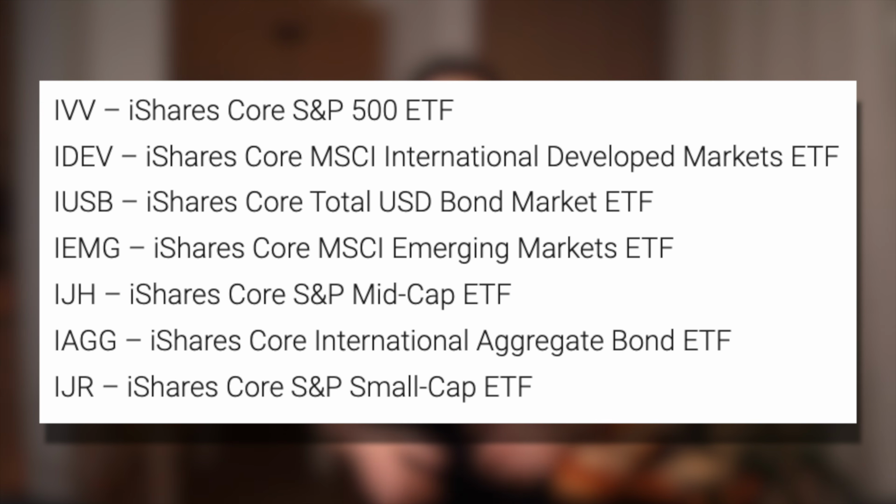IVV, the iShares Core S&P 500 ETF, IDEV, the iShares Core MSCI International Developed Markets ETF, IUSB, the iShares Core Total USD Bond Market ETF, IEMG, iShares Core MSCI Emerging Markets ETF, IJH, the iShares Core S&P Midcap ETF, IAGG, the iShares Core International Aggregate Bond ETF, and IJR, the iShares Core S&P Small Cap ETF. The relative weights of these assets align with their global market cap weights at any given point in time.